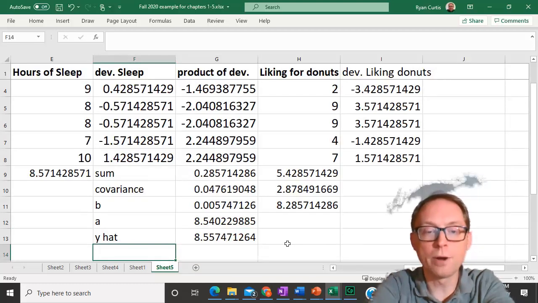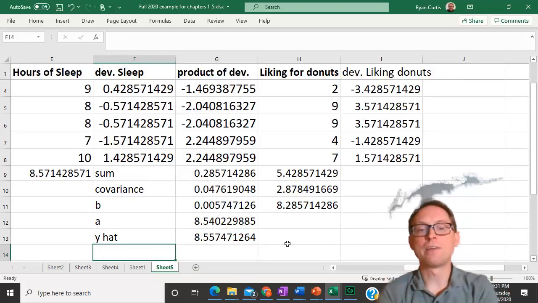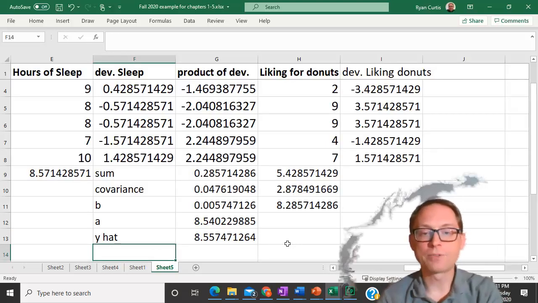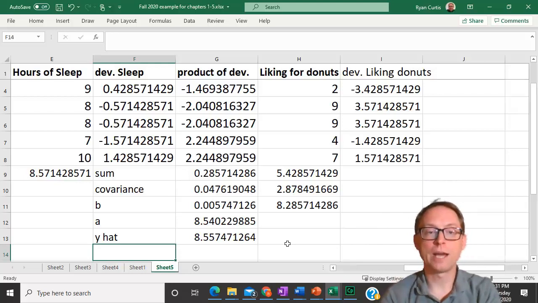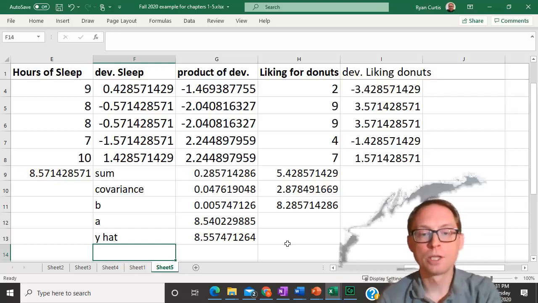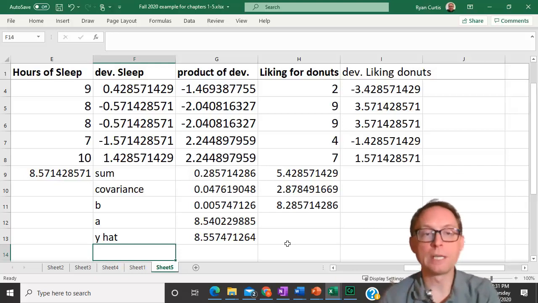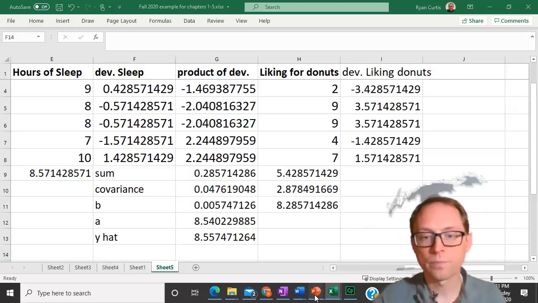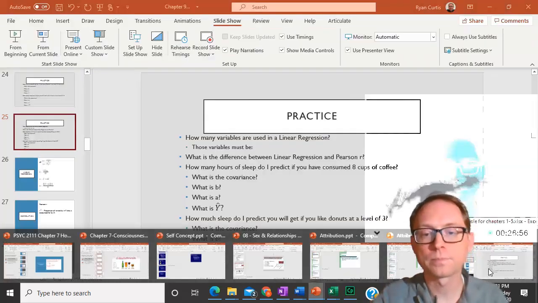8.557, 8.56. I would expect you'd get about 8.56. That's pretty darn close to the average, isn't it? It's not quite there, but pretty close. So I'd expect you get 8.56 hours of sleep if you like donuts at a level of 3. All right. Back to the slides.